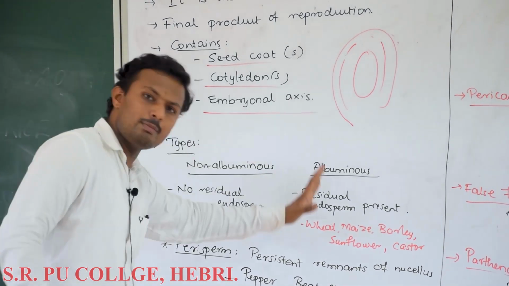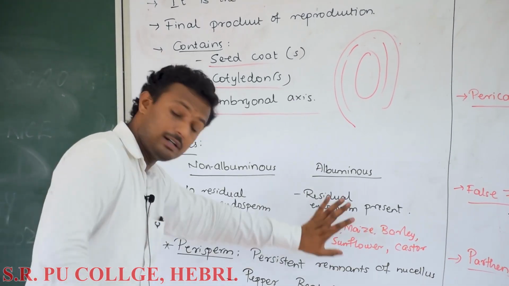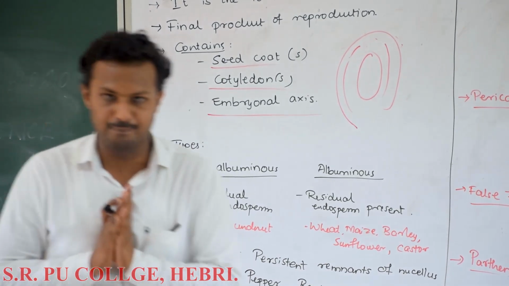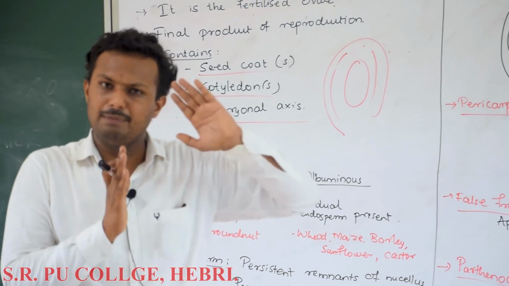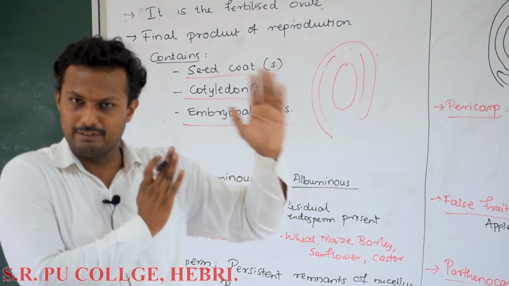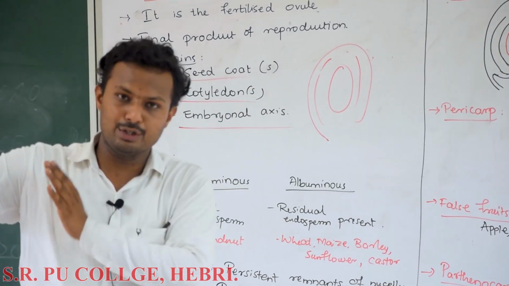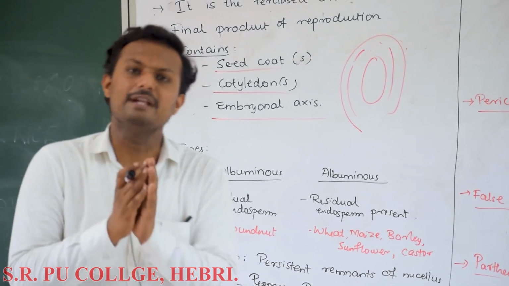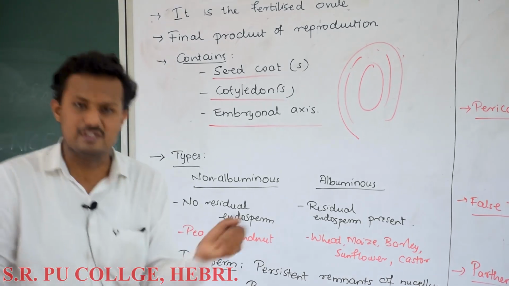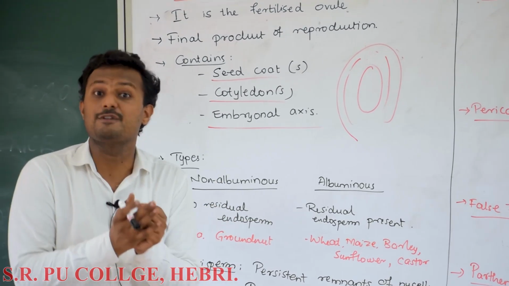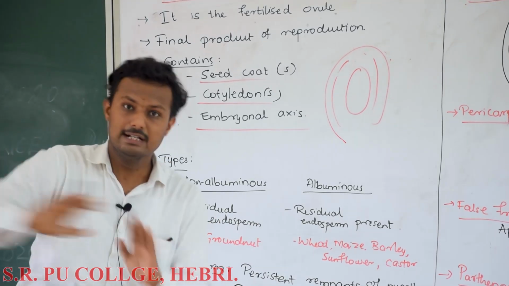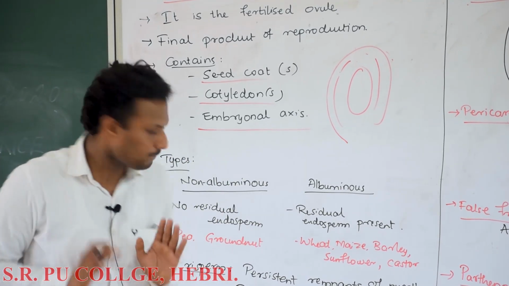See, in these albuminous seeds, the remaining endosperm will be later used during the germination of the embryo. That means because it remained during the development of the embryo, it will be later utilized for the germination of the embryo or germination of the seed. So when a seed sprouts, there will be no more endosperm after the sprouting of the seed. Even in this case also, after sprouting of the seed, there will be no more endosperm remaining.